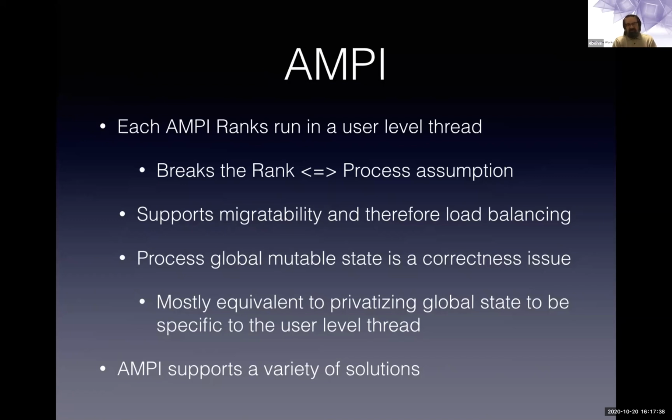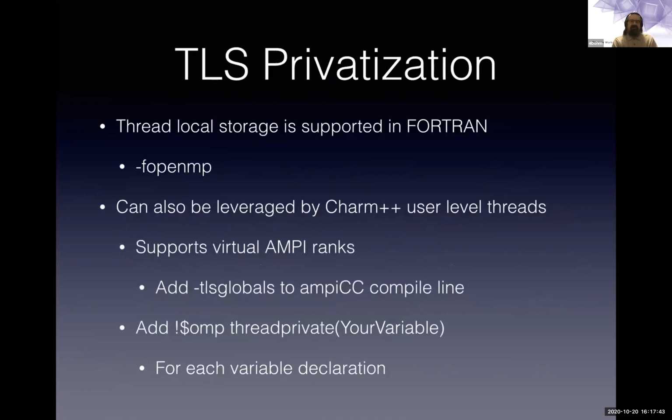And AMPI has a variety of approaches to this. The one that we looked at as being most appropriate for ADCIRC is the TLS privatization technique, the thread local storage technique. This is supported in Fortran by adding the OpenMP flag. And within Charm++ user level threads, we can also take the translation of a TLS pragma and localize it to the actual user level thread. And that is achieved by adding the TLS globals flag to the AMPI CC compile line.